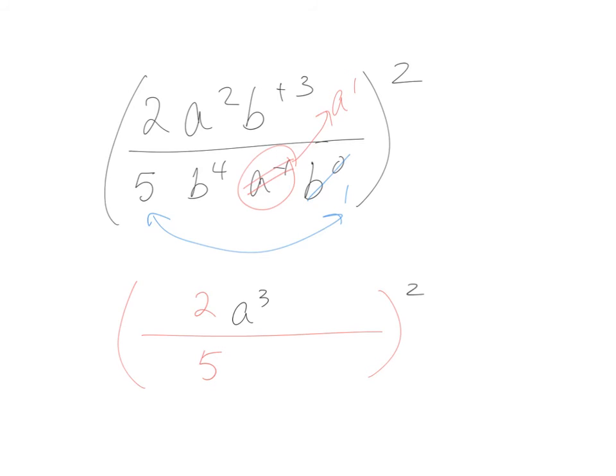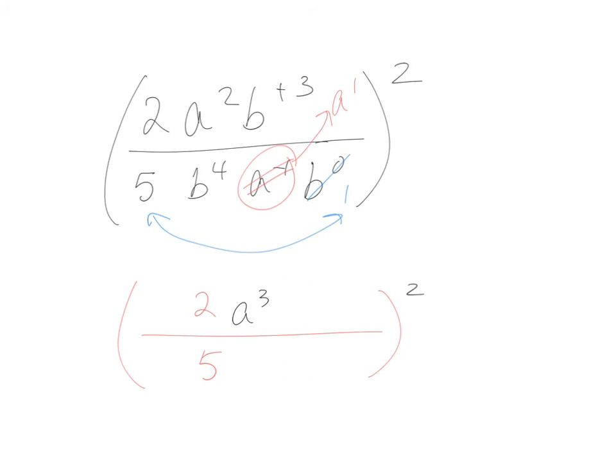Would you use the quotient rule or just reduce? What did I instruct you in class? Just reduce. Because look, the quotient rule would say this. Let me show you. 3 minus 4 gives me negative 1, and then you put b to the negative 1 here. But then where would that go if it was b to the negative 1? Back down below.